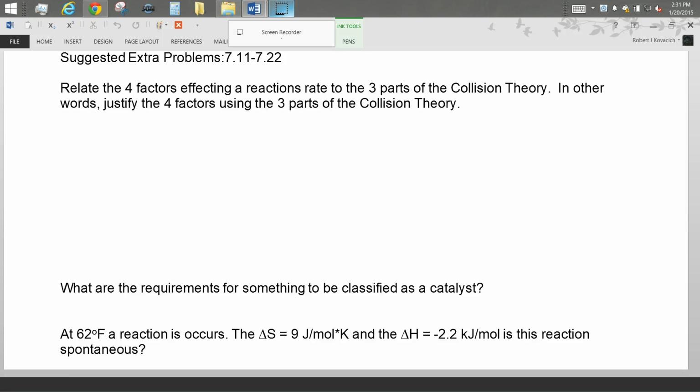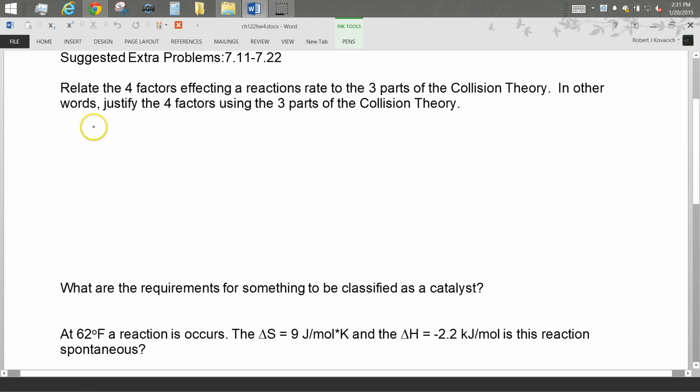Okay, let's look at these four factors and relate them to the collision theory. So I'll have state, or the nature of the substance, and that's going to relate to their ability to collide. And then we've got concentration. And if you increase the concentration, then you're going to have stuff more likely to collide.